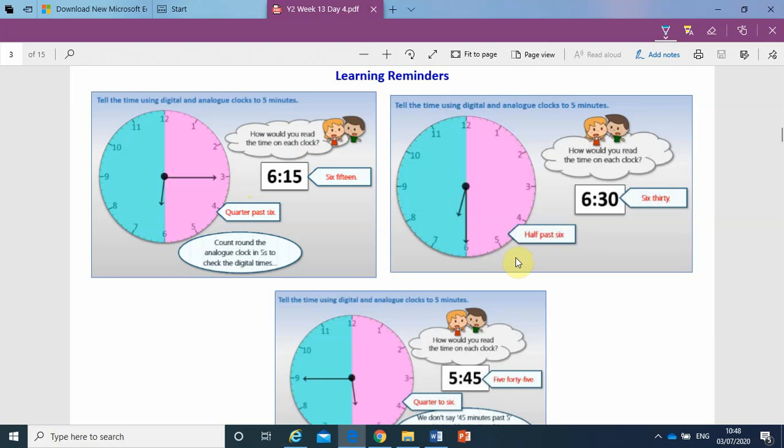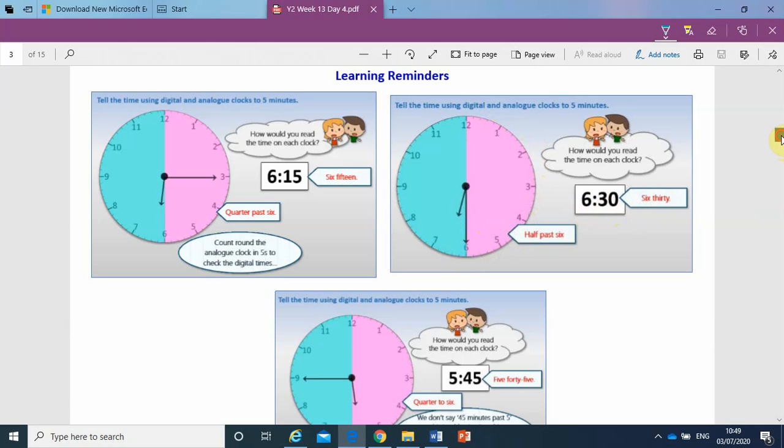We'll move on to this one as an example. So if we're saying it on an analog clock, we could say half past 6. We know it's half past 6 because the minute hand is at the 6 and the hour hand has gone past the 6, so it's half past 6. On a digital clock, I always like to look at the hour hand first. The hour hand has gone past the 6, so it's 6 something. We can't write 6:6, but we need to count round in our 5s. 6, 5, 10, 15, 20, 25, 30. So that time is 6:30.